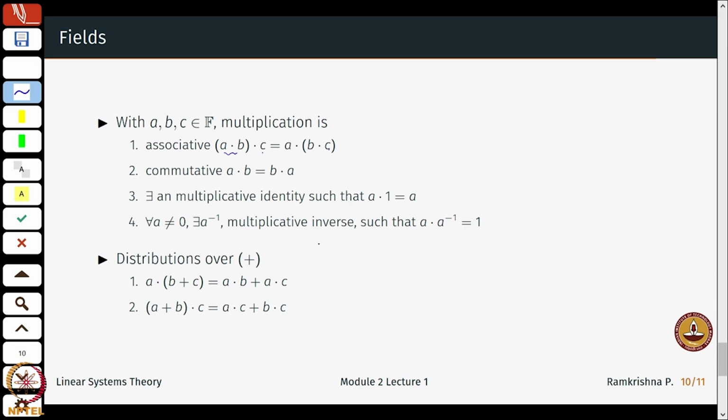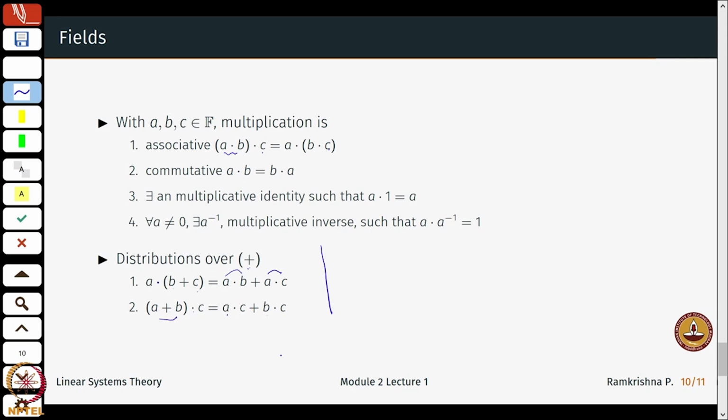The last interesting property is the distributive property over addition. If I take all these elements A, B and C from the field F, then A multiplied by B plus C is the same as A times B plus A times C. Similarly, if I do the converse, I first add up A and B and multiply with C, it's the same as individually multiplying A with C and B with C.